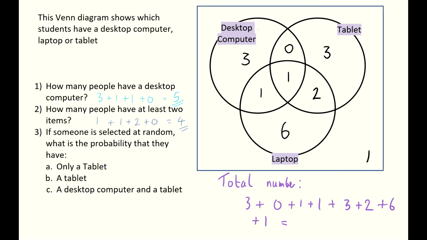Adding those all together, you are going to get a total of 3 plus 1 plus 1 is 5. Another 5 here is 10, so a total of 17 people. That means for this question, all the probabilities are going to be out of 17, because that's the total number of people.